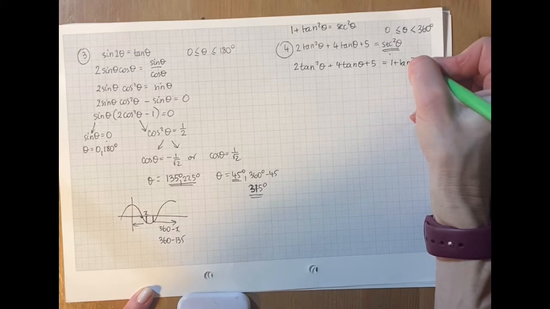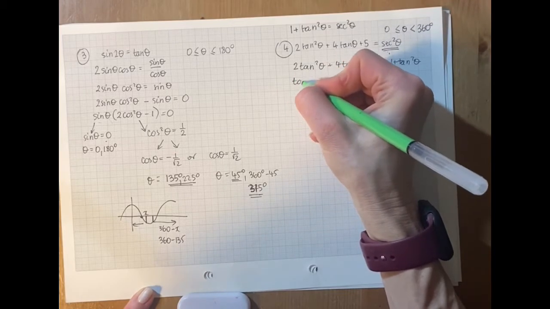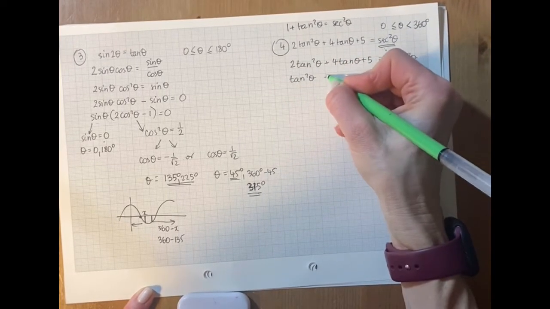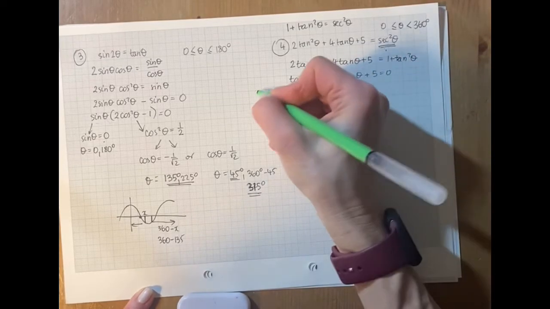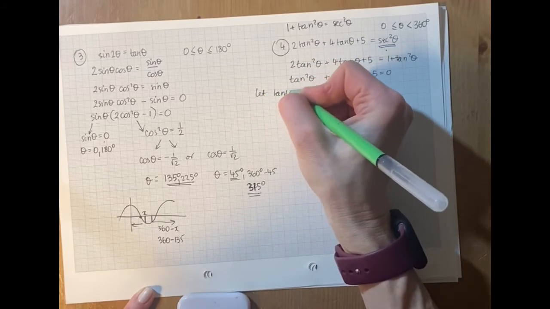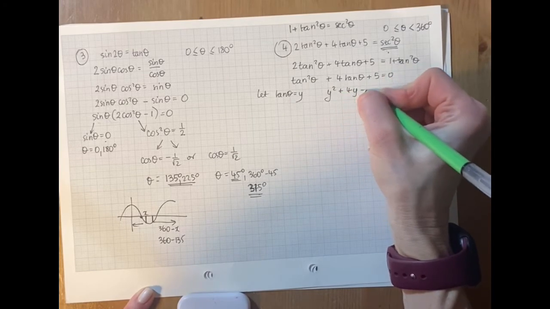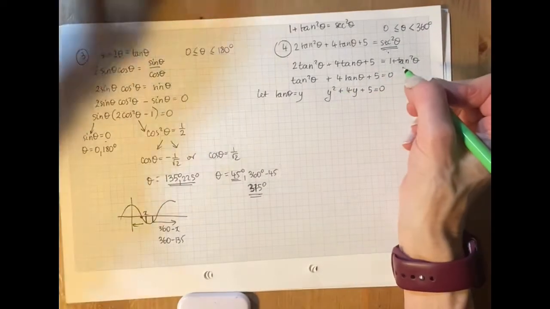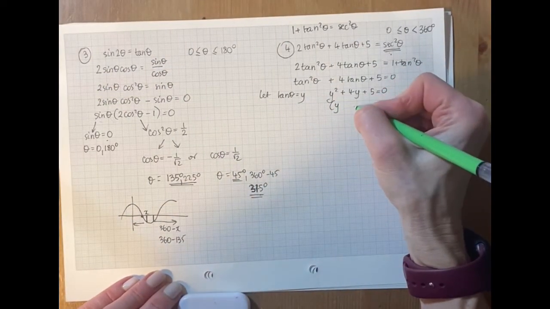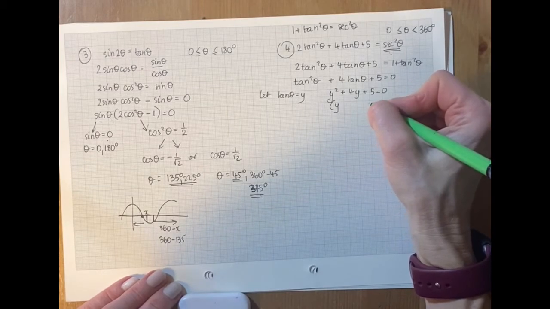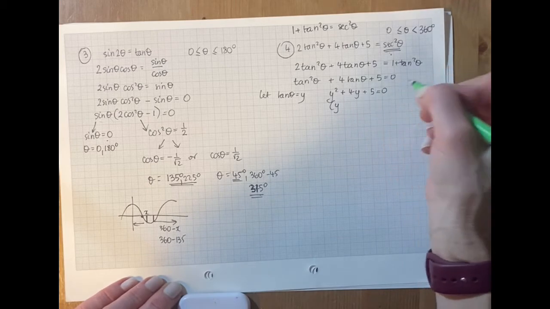And now it becomes a hidden quadratic. So tan squared minus tan is 1 tan squared. You can introduce the dummy variable if you prefer. So maybe for this one I'll do so. So let tan theta equal to y. So you've got y squared plus 4y plus 5 equals 0. It allows you to see the quadratic easily. So this one will factorize, will it? No, it won't. So we are going to, hold on a second.